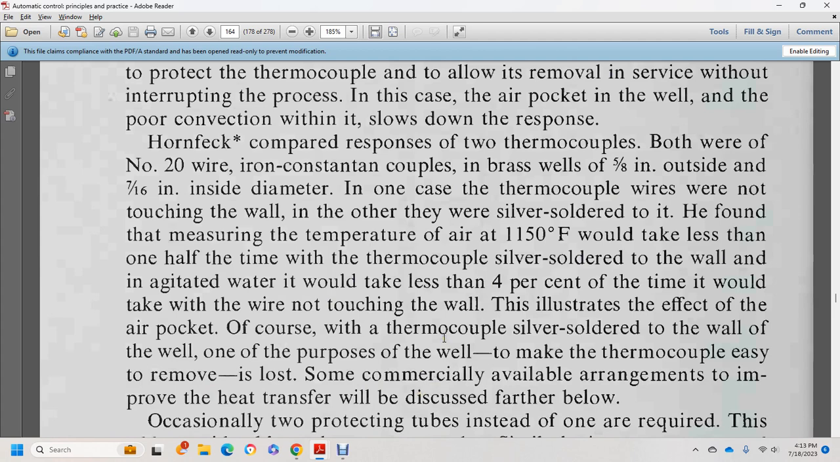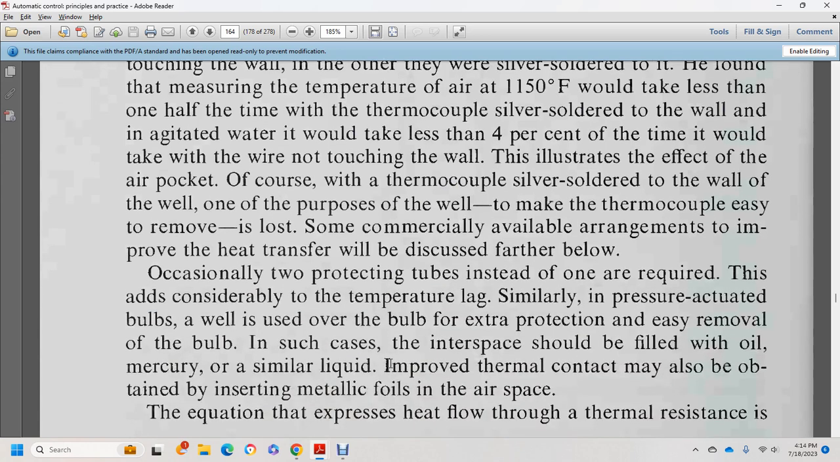if it is lost. Some of the commercially available arrangements improve the heat transfer but are discussed further below. Occasionally two protecting tubes are used, one within the other, and this requires considerable temperature lag. Similarly with air pressure actuated above the well or over the bulb with extra protection, easy removal of the bulb in such a case is possible, with the inner space filled with oil, mercury, or a similar liquid. Improved thermal contact may also be obtained by inserting metallic foils into the airspace.